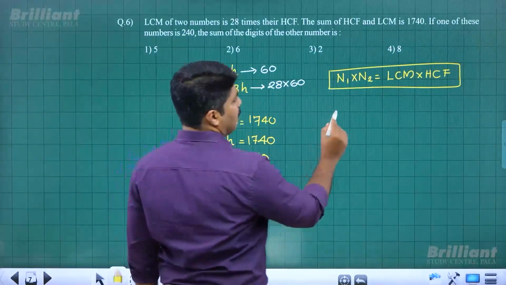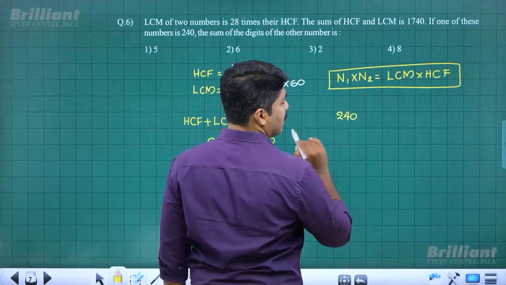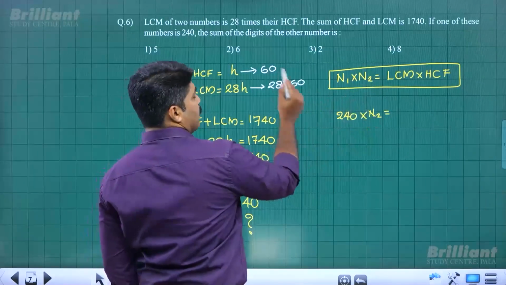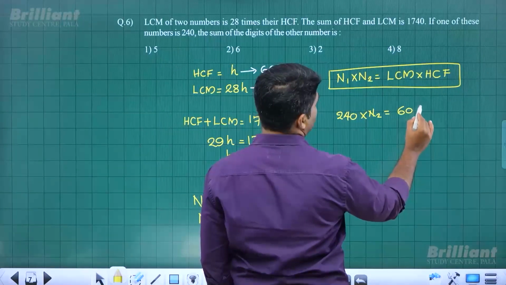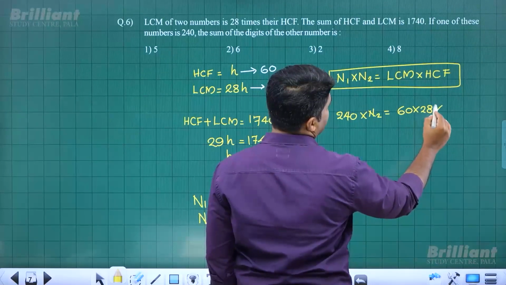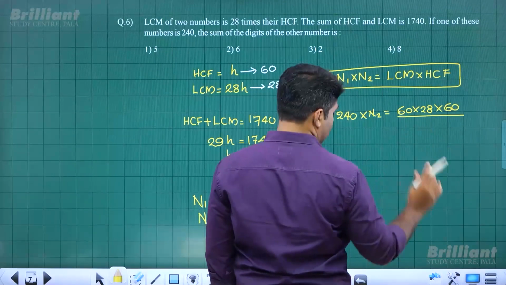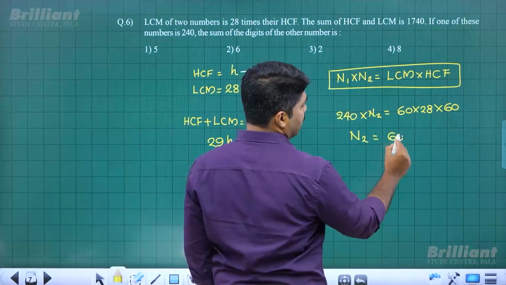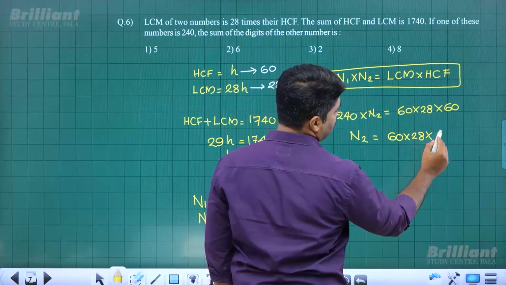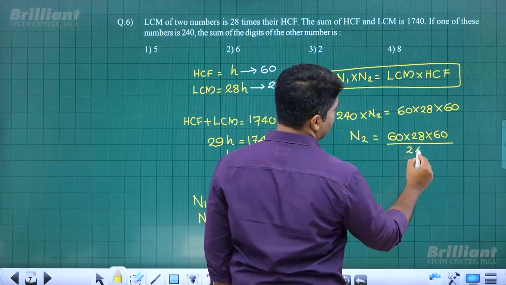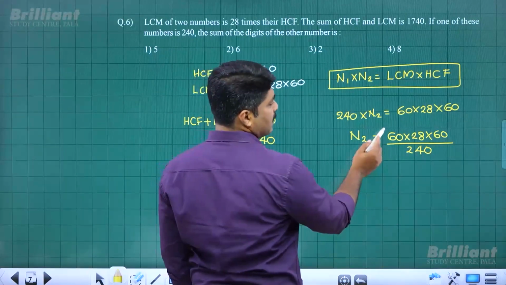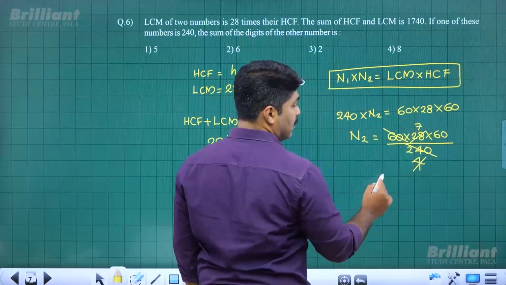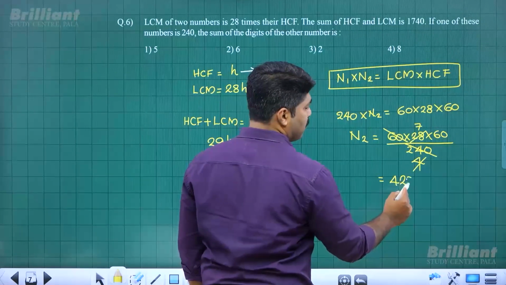Here we have one number into the other one that we are going to find out, that is equal to LCM into HCF. Here LCM is 60 into 28 and HCF is 60. So if we need to find N2, that is simply 60 into 28 into 60 divided by 240. Here we can simplify it. So this is 4 times and this is 7 times. Therefore, the other number is 420.